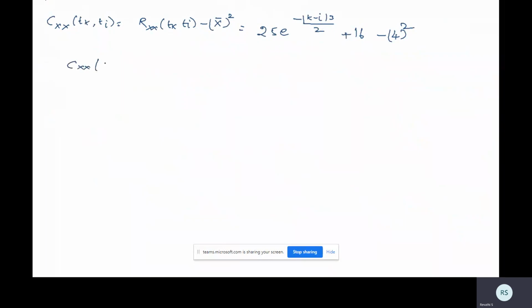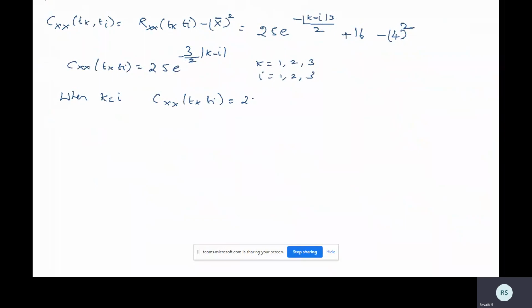So what is Cxx of Tk comma Ti? It is nothing but 25 e power minus 3 by 2 modulus of k minus I. Now what you can do, you can substitute for all values of k and all values of I. So k should be taking value 1, 2, 3. I should be taking value 1, 2, 3. Now let us understand when k equal to I. That is 3 combinations. K is also 1, I is also 1, K is 2, I is 2, K is 3, I is 3. In all these 3 combinations, we have k minus I is 0. Therefore, we will have Cxx of Tk comma Ti equal to 25.